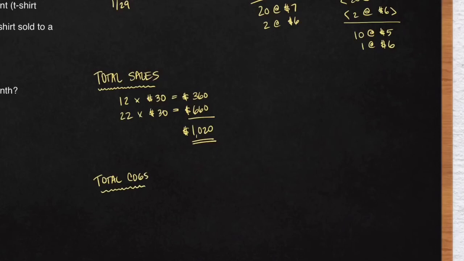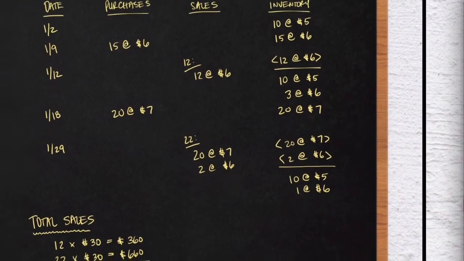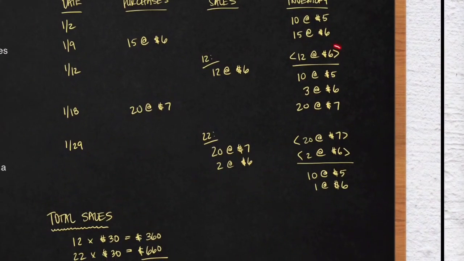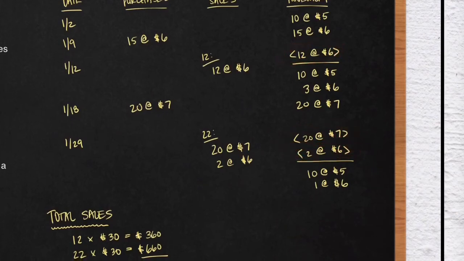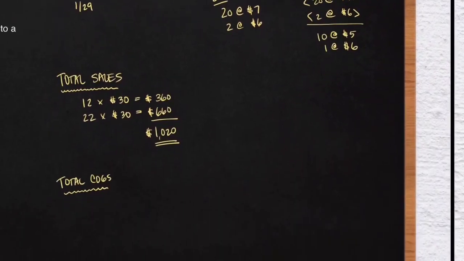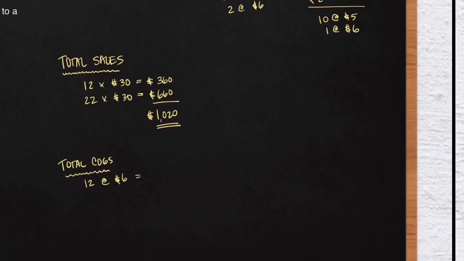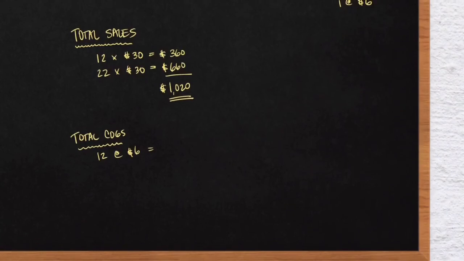Next, we're going to calculate total cost of goods sold. Again, this is also referred to as total cost of merchandise sold. Here, you're going to take all the bracketed numbers, which represents inventory leaving because it was sold to your customers, and add those all up after multiplying each line item. So first we had 12 at $6. Then that will give us $72.